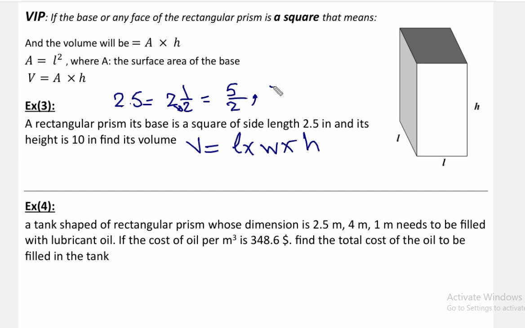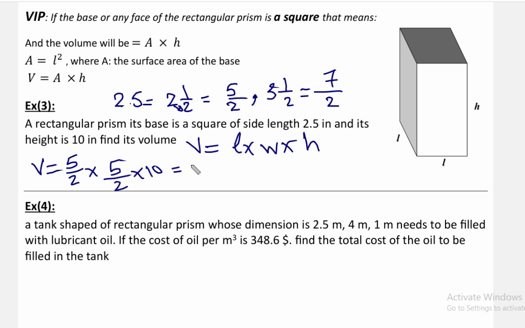Let's check again. 3.5. How many halves in 3.5? 3 times 2 is 6. 6 plus 1 is 7. 7 halves. And so on. So the volume will equal 5 over 2 times 5 over 2 times 10. Numerator times numerator. 5 times 5 is 25. 2 times 2 is 4, times 10.